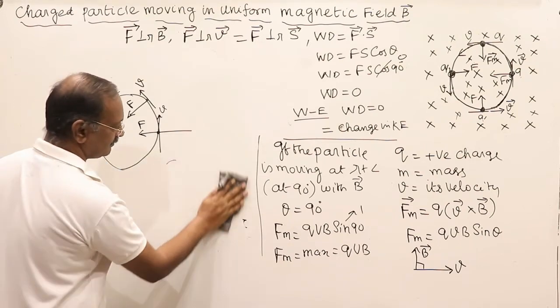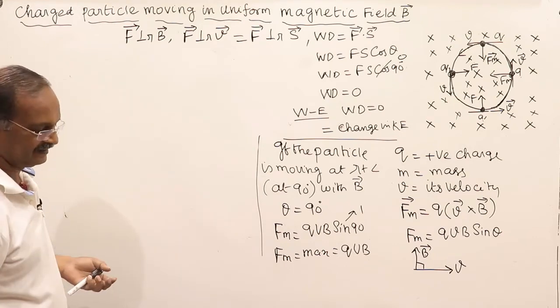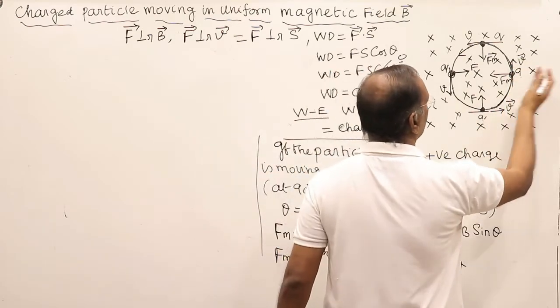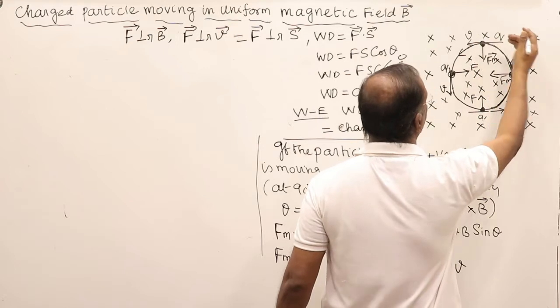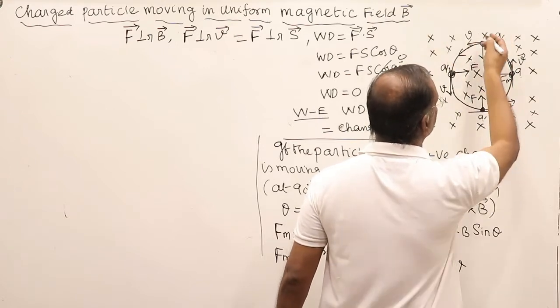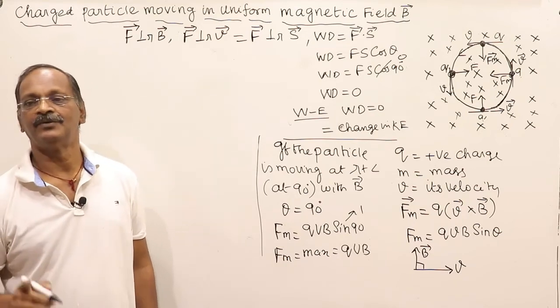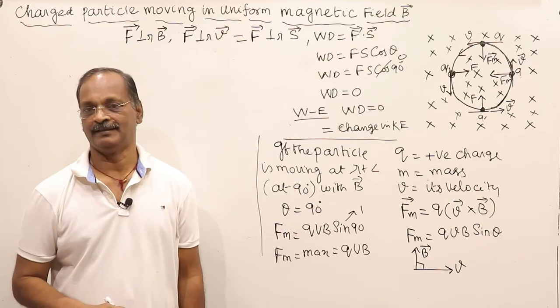Now here, what is providing the centripetal force? The particle is moving this way, and this is the magnetic force acting here. It is trying to move like this, magnetic field. So the magnetic force, Fm, is responsible for keeping the particle moving in a circular path.